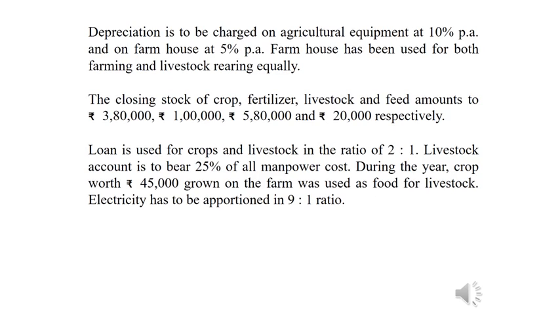So something is given, farmhouse has been used for both farming and livestock rearing equally. So farmhouse depreciation has to be apportioned equally between livestock and crop account. Okay, you keep this in mind. Agricultural equipment depreciation has to be charged to crop account only, because agricultural equipment will be used for crop purpose only, not for livestock rearing.